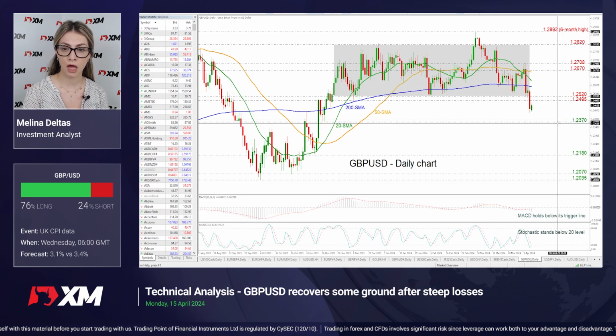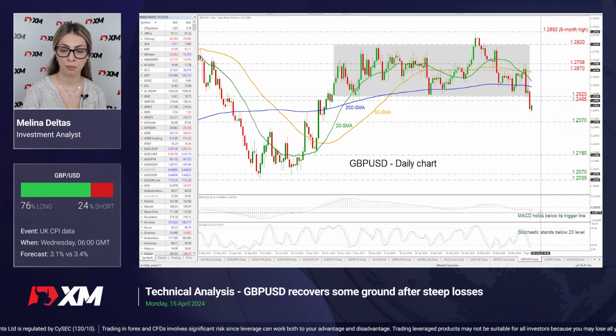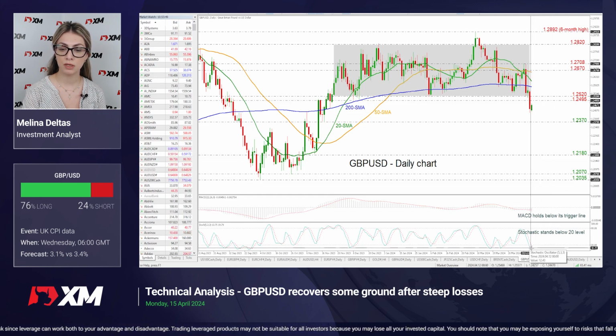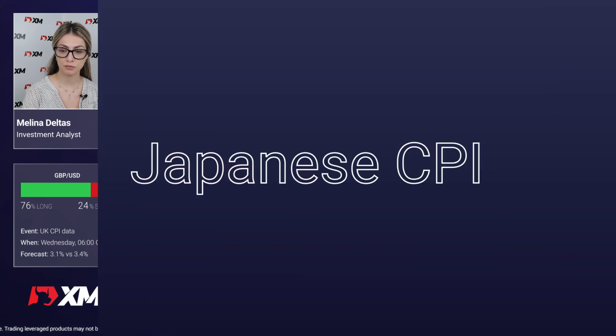On the other hand, a slip beneath the 1.2370 support level will change the outlook to a more bearish one. Now looking at the technical oscillators, the MACD is holding beneath its trigger line in the negative region, while the stochastic is pointing slightly up in the oversold area, suggesting that we may see some more recovery.